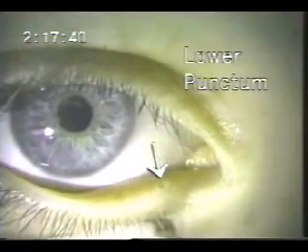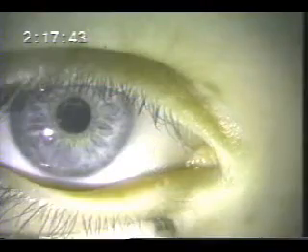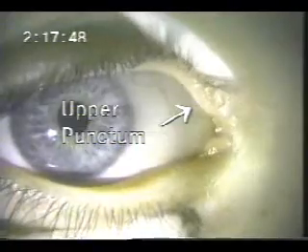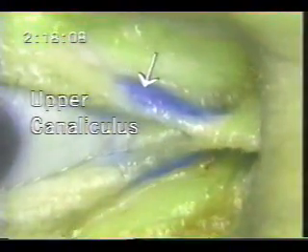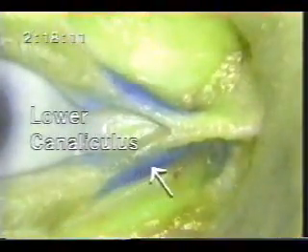Tears leave the space in front of the eye through two small openings called puncta. Here's the lower punctum. To see the upper one, we'll roll the upper lid outwards. Here's the upper punctum. To see where the puncta lead, we'll look at a dissection in which the orbicularis has been removed and blue material has been injected into the puncta. Here's the upper punctum. Here's the lower one. Leading from them are the canaliculi. Here's the upper canaliculus. Here's the lower one.